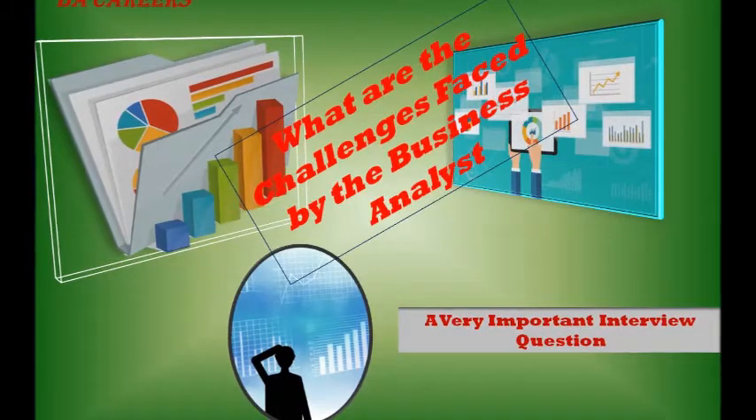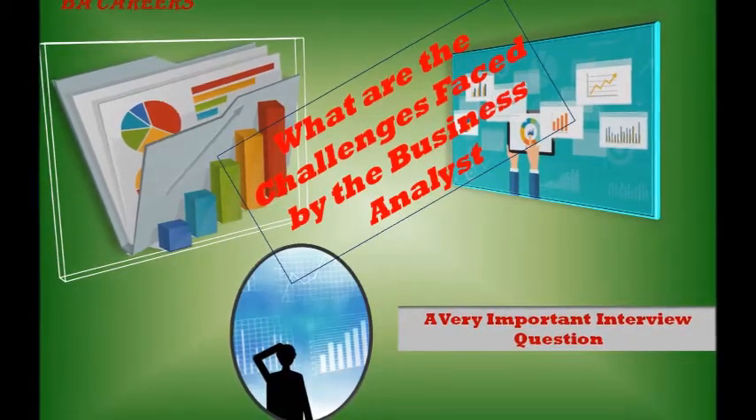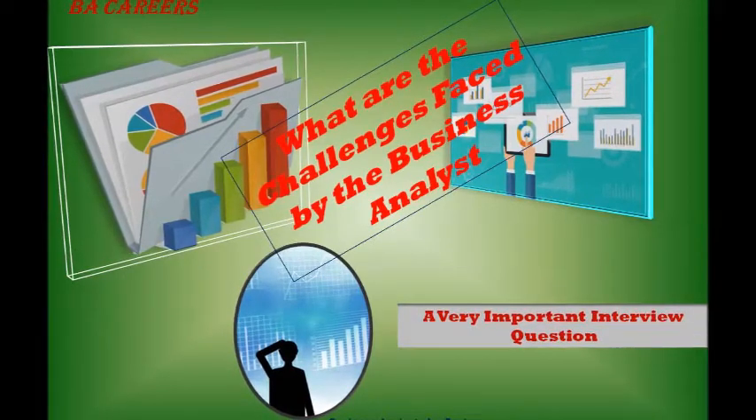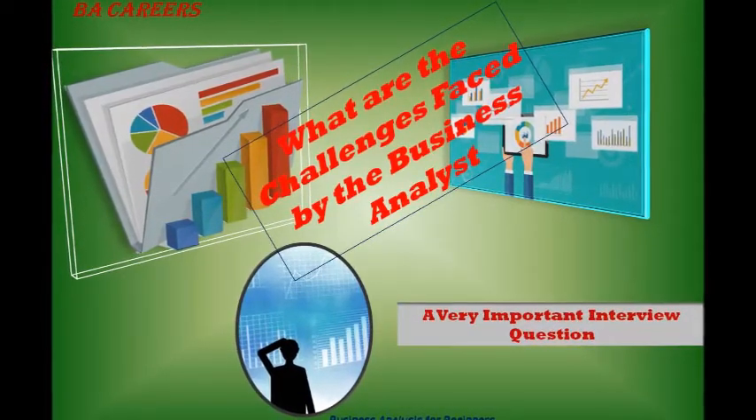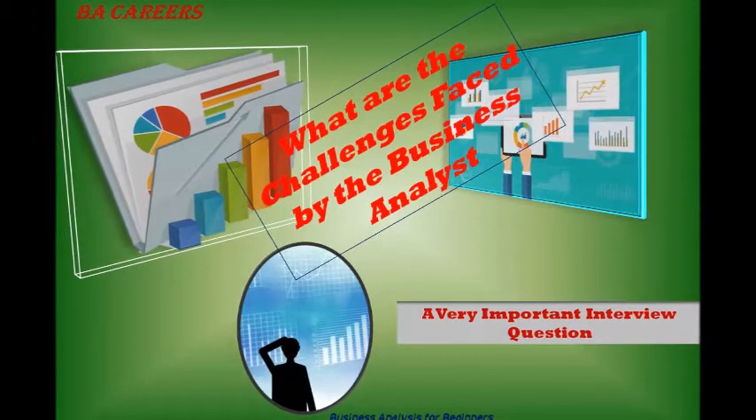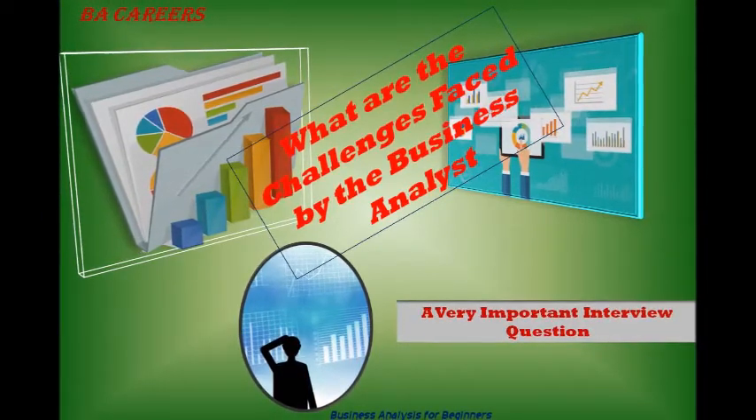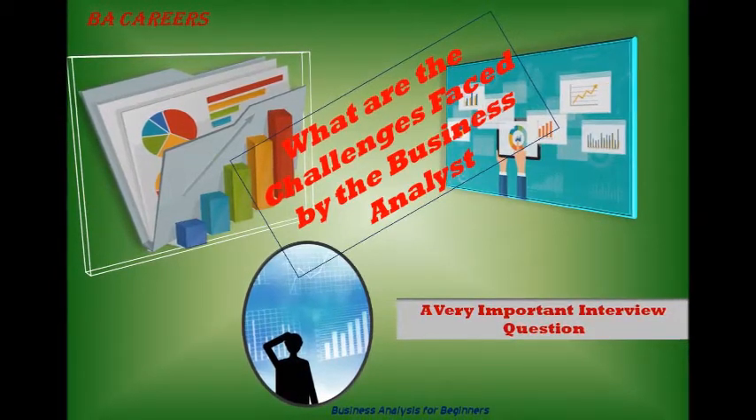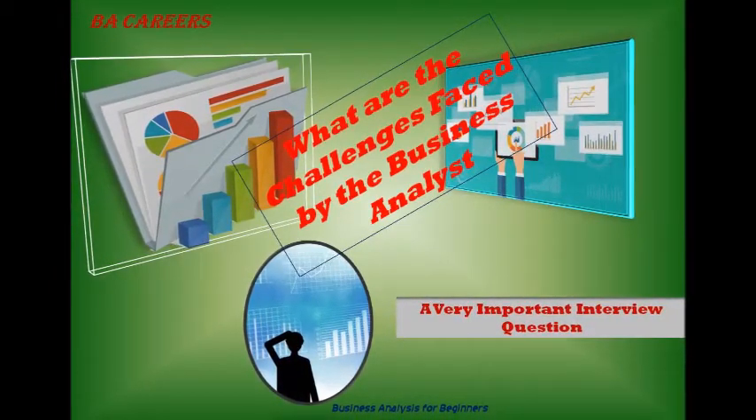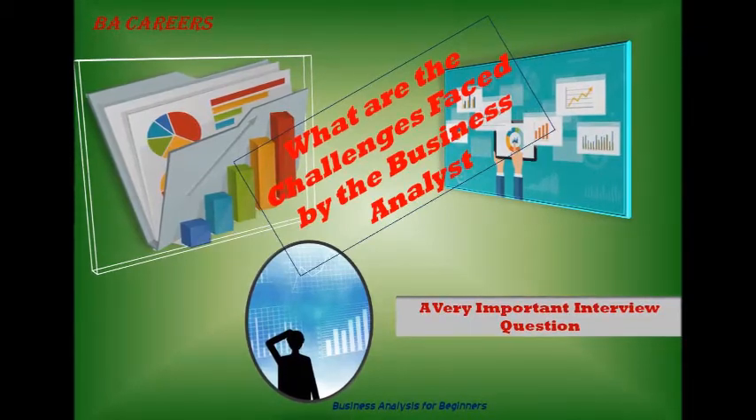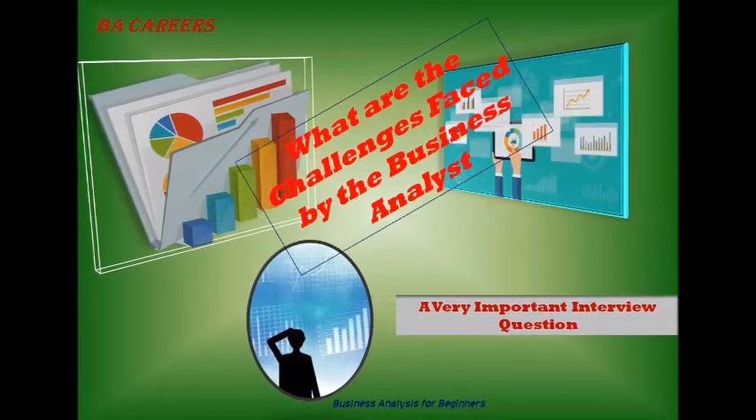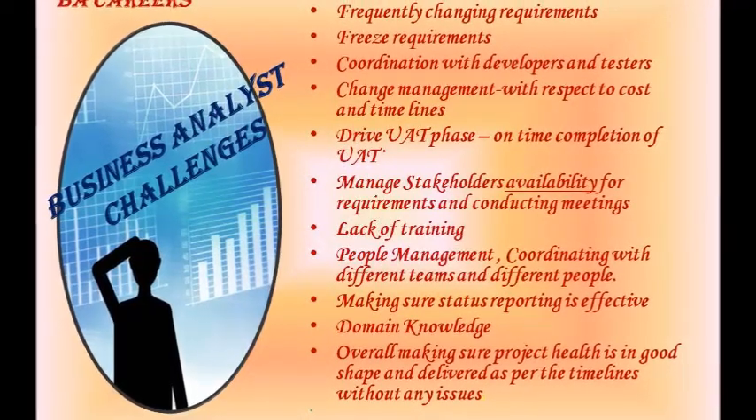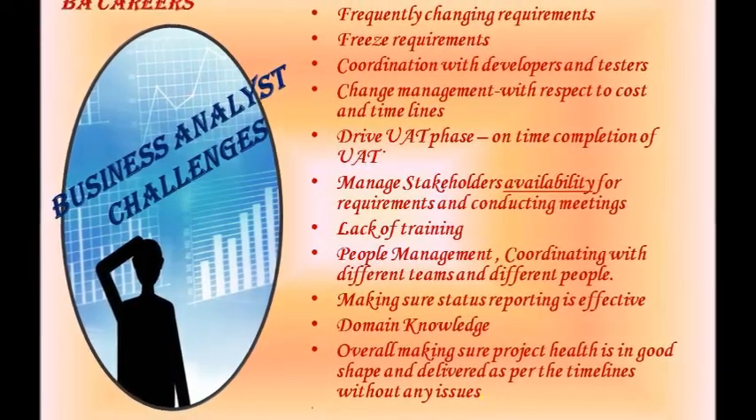Frequently changing requirements, freeze requirements, coordination with developers and testers, change management with respect to cost and timelines, driving the UAT phase and on-time completion of UAT, managing stakeholders' availability for requirements and conducting meetings, lack of training, people management, coordinating with different teams and different people, making sure status reporting is effective. Domain knowledge. Overall, making sure project health is in good shape and delivered as per the timelines without any issues.